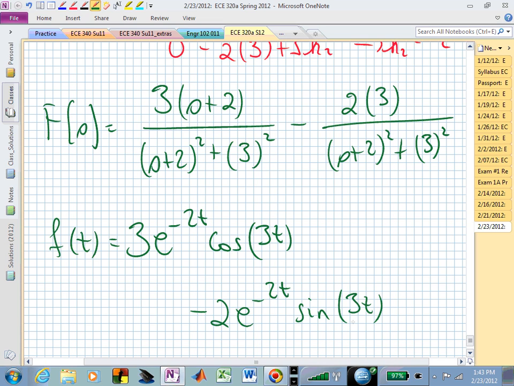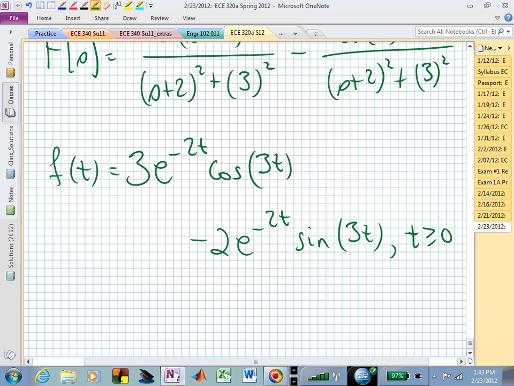And what do I need to actually say? I need to say that these are all one-sided. That's valid for non-negative values of time. Or I could multiply the whole thing on the right-hand side by the unit step, u of t, where it would be acting like a switch. Now, can you sketch that quickly in your head, f of t? Or does it make your head hurt to think about that?